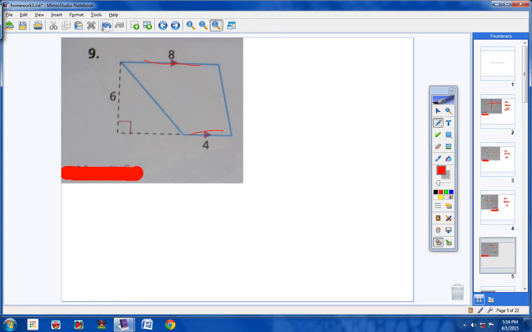Anytime you're given a trapezoid, in order to find the area, you take 1/2 times the height times the 2 bases added together. I'm going to put 6 for my height because that's the line perpendicular to the 2 parallel sides. The bases are always the parallel sides, so 8 plus 4 is 12. Your answer would be 36 square units.